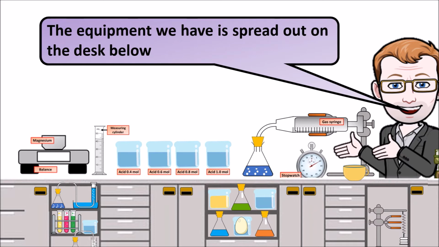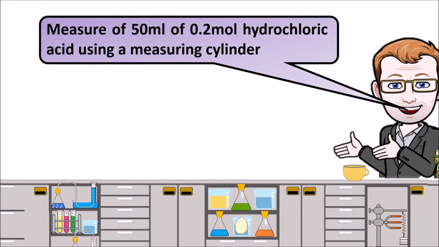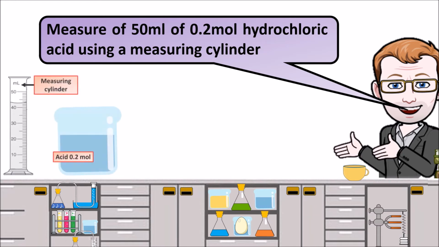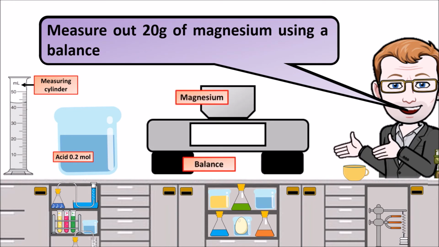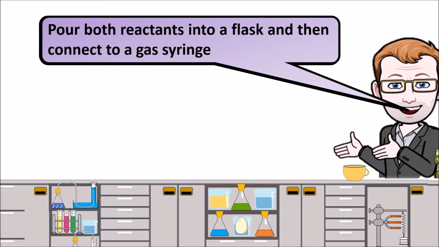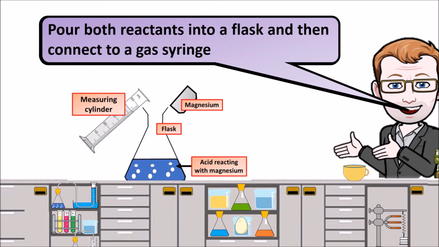So we've got a balance, measuring cylinders, different concentrations of acid, and we are going to measure the amount of gas that's produced using a gas syringe. So firstly, measure out 50 milliliters of 0.2 mol hydrochloric acid using a measuring cylinder. Then measure out 20 grams of magnesium using a balance. Pour both the reactants into a flask and make sure that you give them a swirl first.